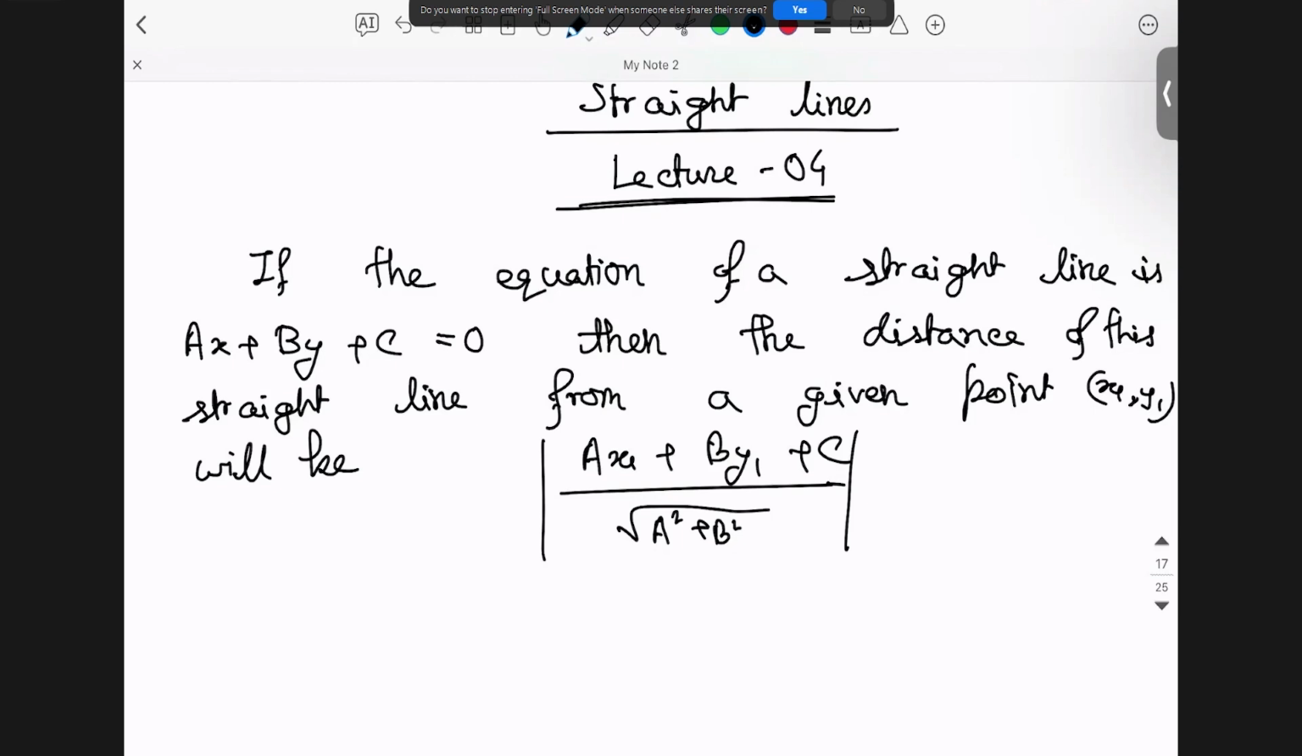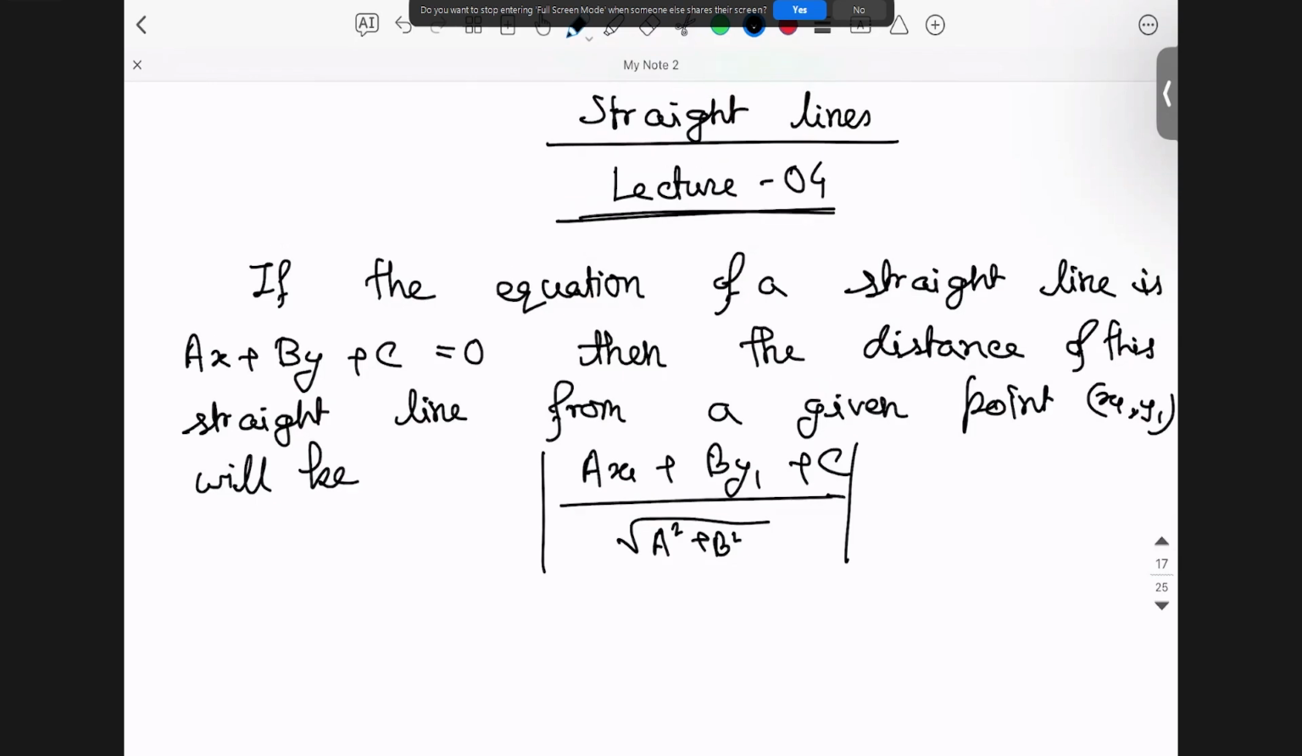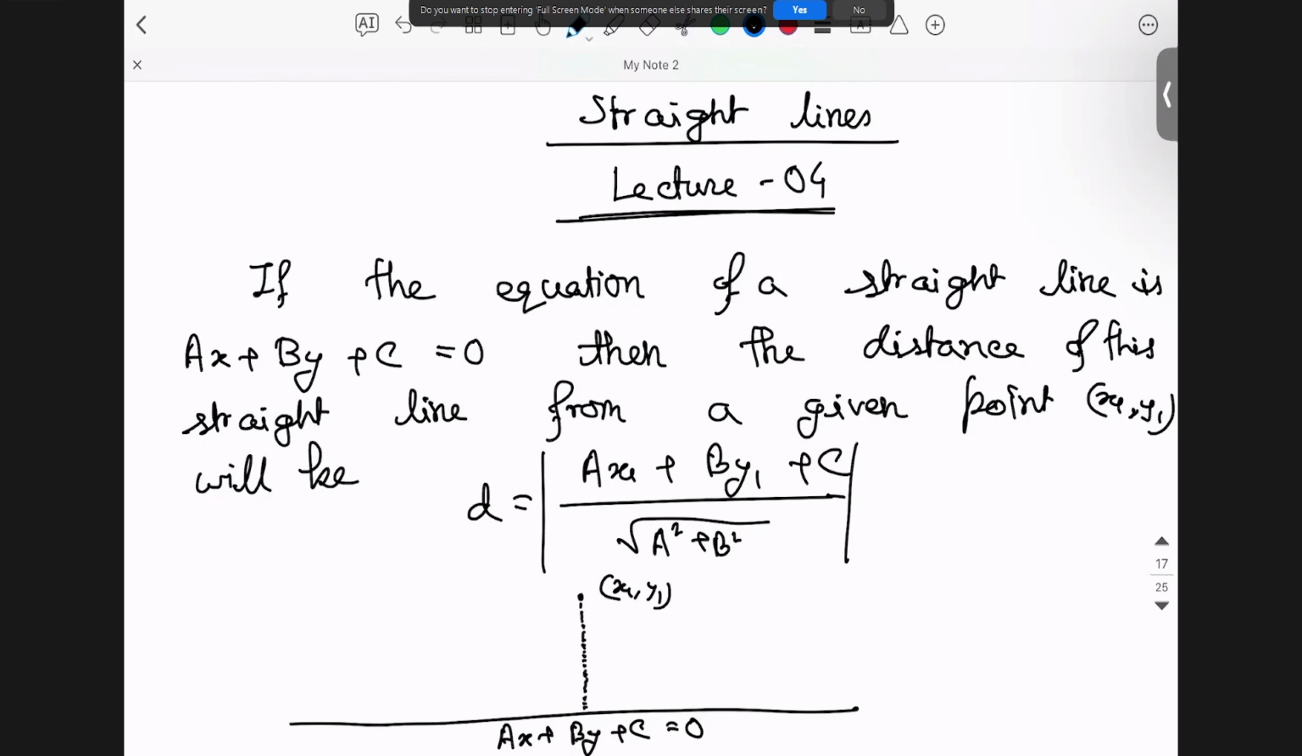So this will be the distance of the point x1, y1 from the straight line, and this distance corresponds to the perpendicular. Okay, so this must be a perpendicular line from the given point to the given straight line. Suppose this is our straight line, whose equation is given in the form ax plus by plus c equal to 0, and this is the given point x1 comma y1. Then this distance d is nothing but the length of this straight line. This perpendicular has length d, and this corresponds to the shortest distance between the given point and the given straight line.